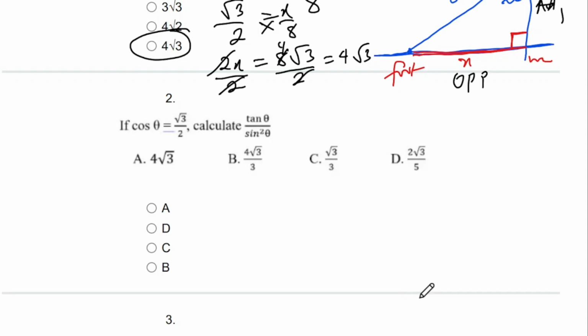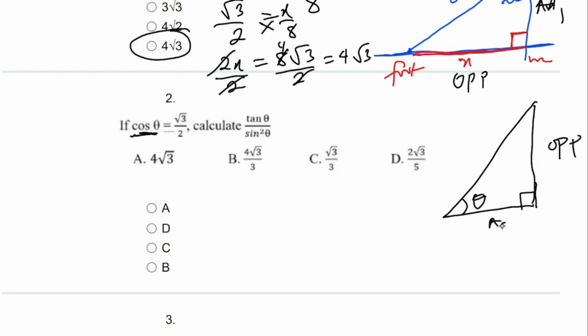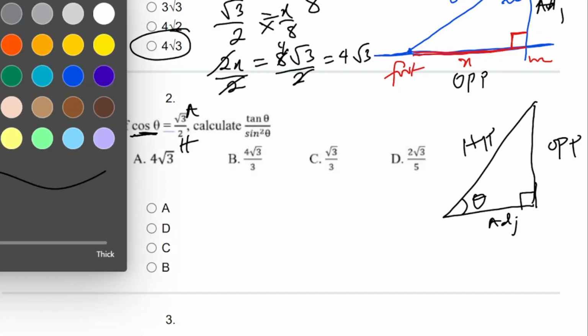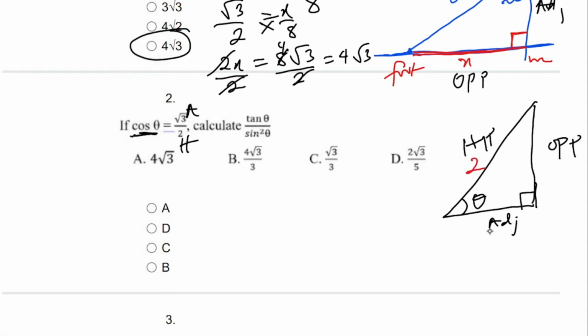Now the second question is, if cos theta is root 3 over 2, calculate tan theta over sine squared theta. Which means before we can do this, we need to sketch again. So let's put our theta here. Since this is cos, this is the opposite, this is the adjacent, and this is the hypotenuse. So cos means adjacent over hypotenuse, which means this is 2, and this is root 3.